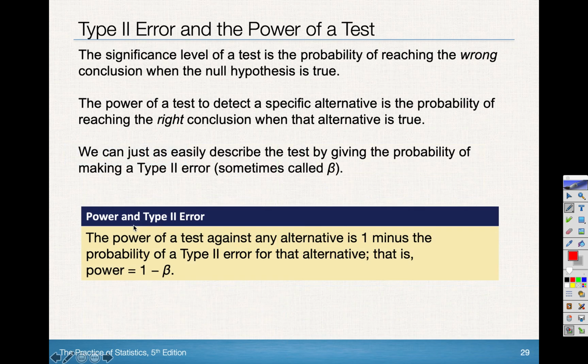Okay, so type 2 error and probability, we call type 1 error alpha, we call type 2 error beta. So therefore the power of a test is 1 minus beta, because 1 minus the probability of type 2 error.